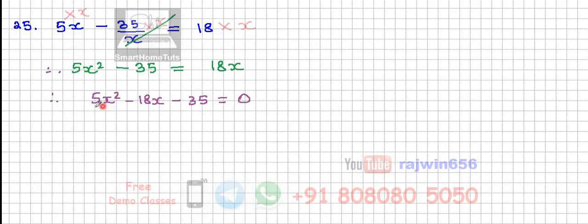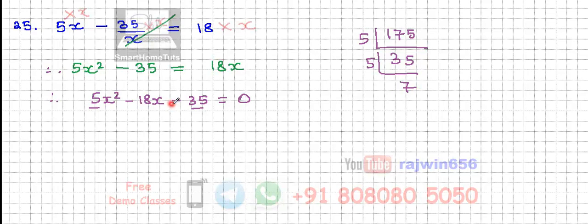Now here the coefficient of x square is 5. It will get multiplied with 35. So 5 multiplied by 35, and the number you get, you are going to factorize to obtain minus 18x. If I multiply 35 by 5, I get 175. I'm going to factorize this 175. So this will be 5, this gives me 35, again 5, this gives me 7. So 5 into 5 into 7. These are the factors.